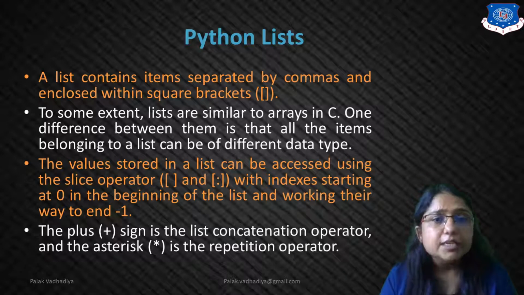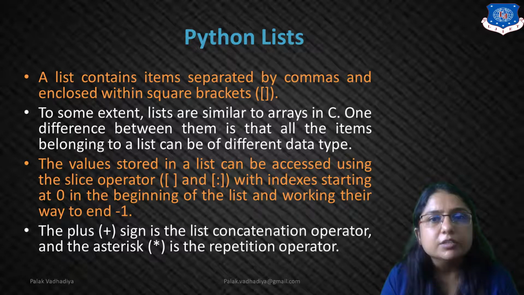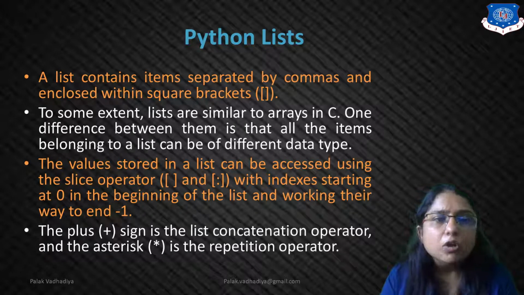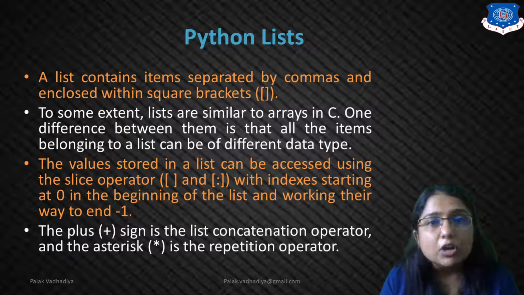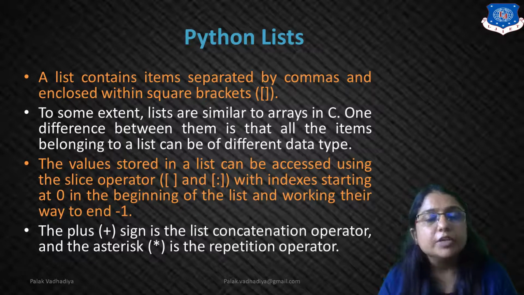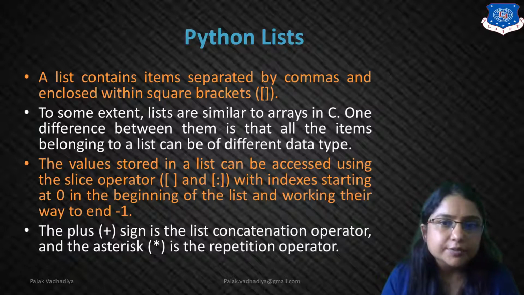Now to some extent lists are similar to arrays in C. You know C very well, the C language. So in C, the way you introduce the array, the same here it's your list. Now the one difference between them is that all the items belonging to a list can be of different data types. It is not necessary that whenever you are using a list, you have to use the same data type. You can use a number and string together in one list. You can define an integer and float also in one list.